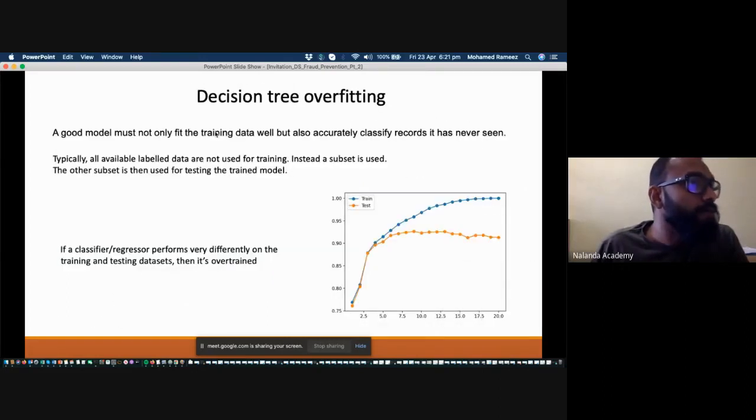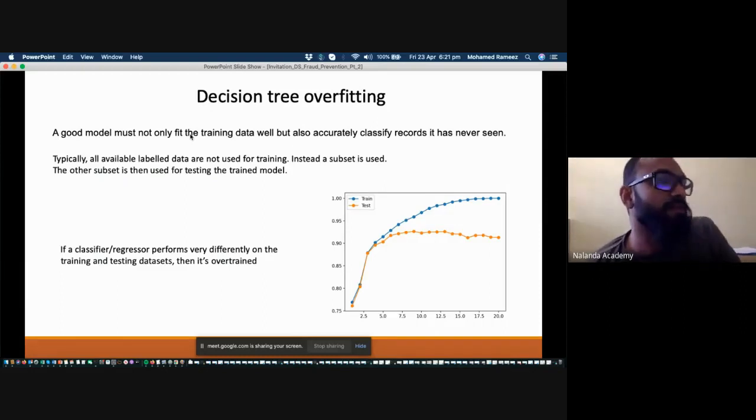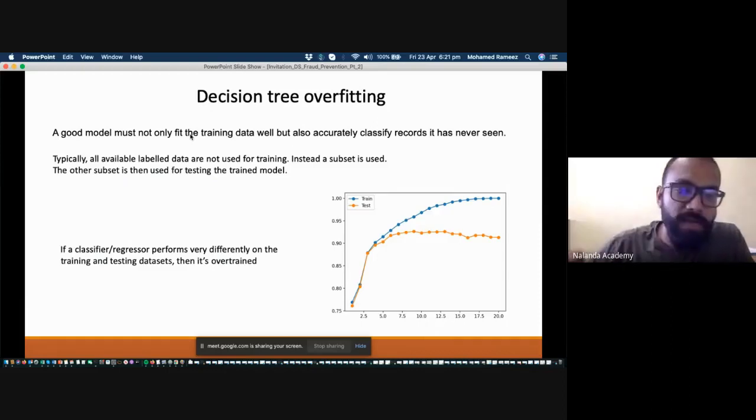One of the most important things of any such trained model is that a good model must not only fit the training data, but also accurately classify records it has never seen. That is, you train it using some 4,000 fraudulent events, and if you give it those same 4,000 events, obviously it will later tell you this was fraud or not, because it already has the data label with which it was trained.